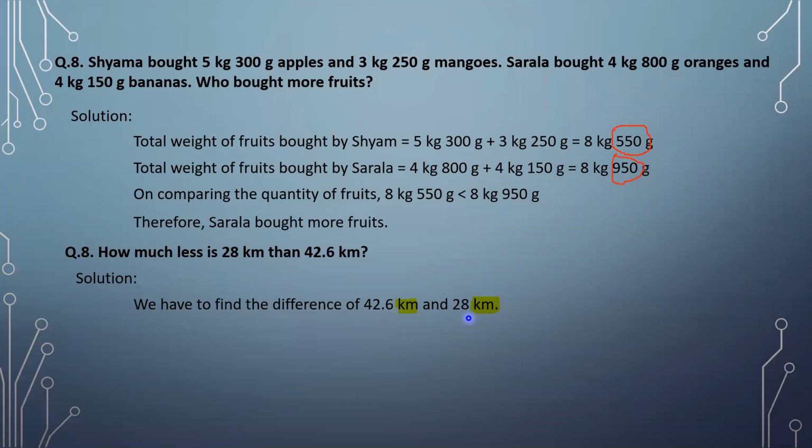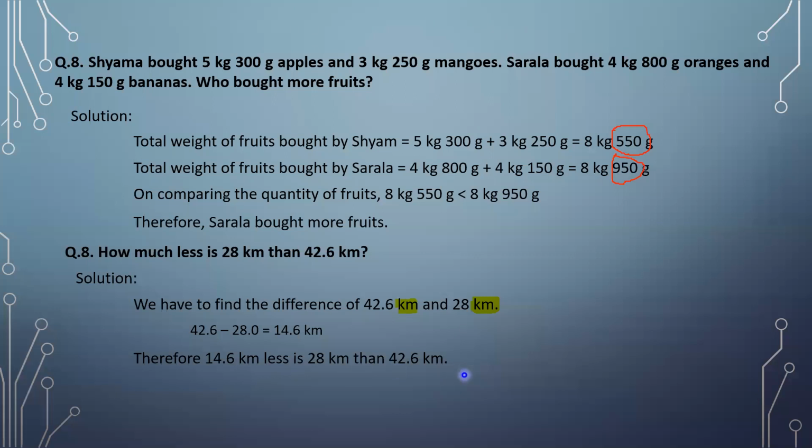So we have to take the difference as larger value minus smaller value. That means 42.6 minus 28 will be the subtraction. After subtracting, 6 minus 0 is 6, then 12 minus 8 is 4, and 3 minus 2 is 1. So the subtraction is 14.6. Therefore 28 kilometer is 14.6 kilometer less than 42.6 kilometer.